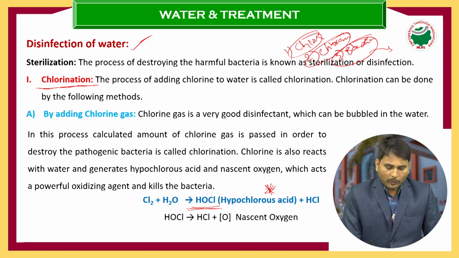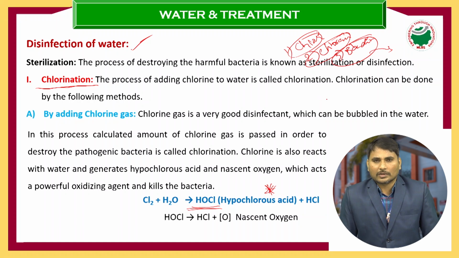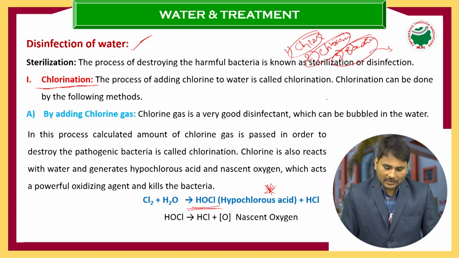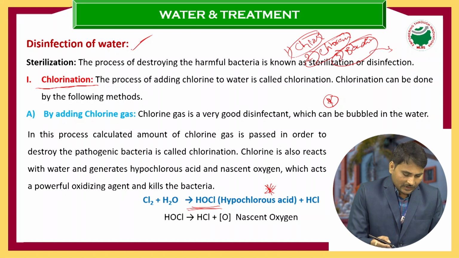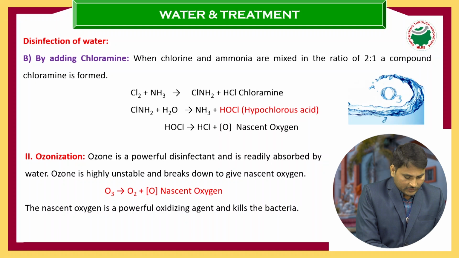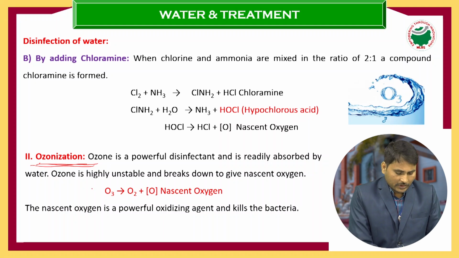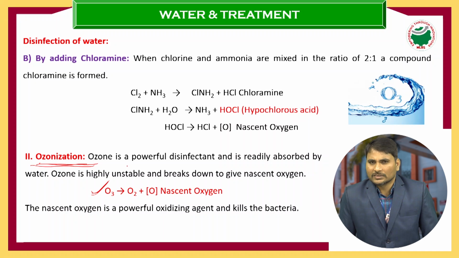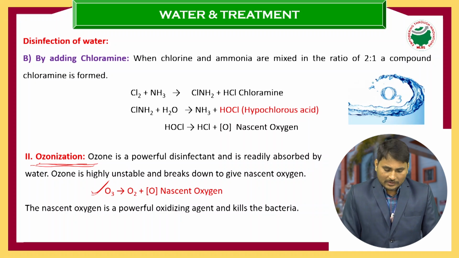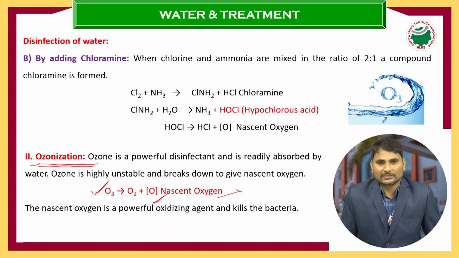Another type is boiling. If you boil the water up to 100 degrees centigrade or above, it is also another method to remove the pathogenic bacteria. Another type of disinfection process is ozonization. In this, the water is treated with O3, that is ozone. When the water is treated with ozone, the ozone releases oxygen and nascent oxygen. The monomer of oxygen we call nascent oxygen. This nascent oxygen also acts as a disinfectant agent and kills the bacteria.